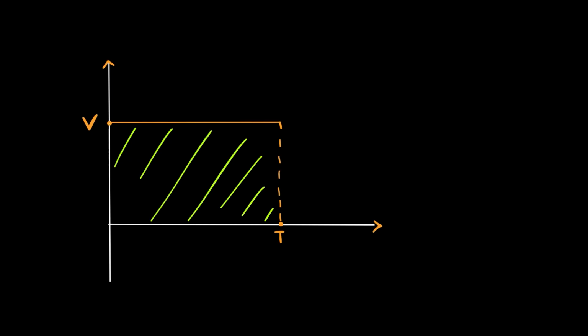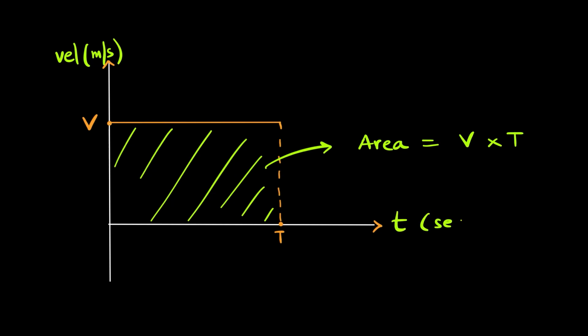In a velocity time graph, we are also interested in finding the area under the graph. For example, if I draw a horizontal line, let me mark this point as capital T. Similarly, this value over here is represented by V. Now, if I talk about the area of this rectangle, this area is equal to V multiplying with T.